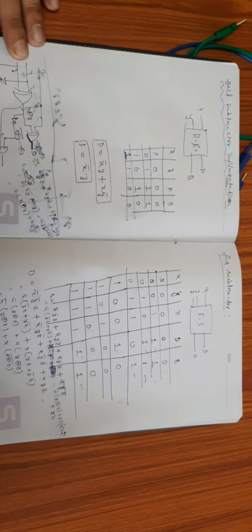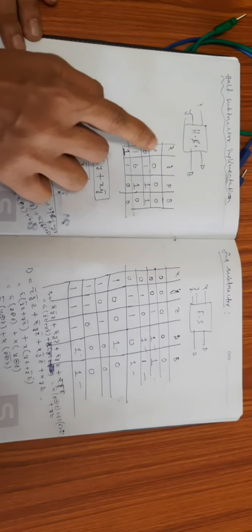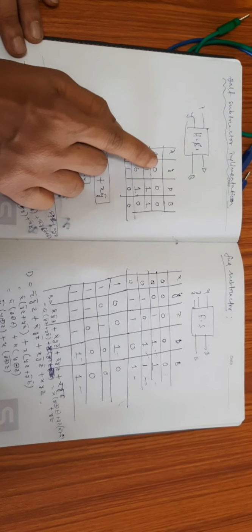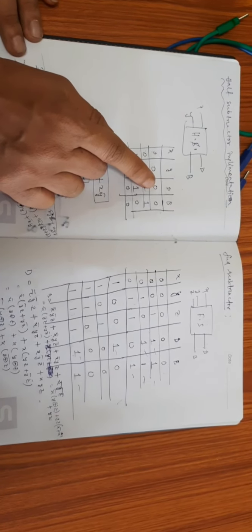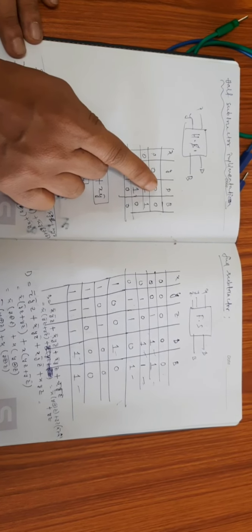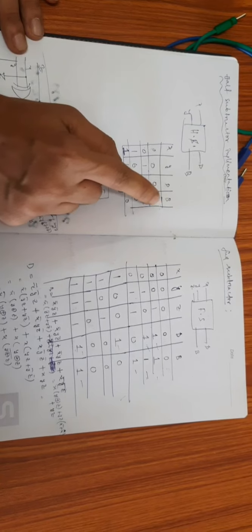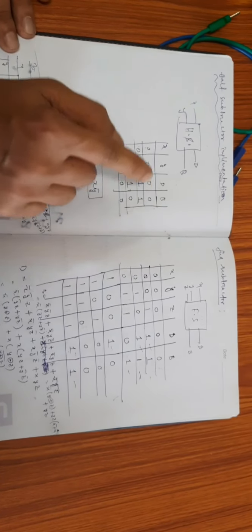In a half subtractor circuit, 0 minus 0 is 0. If I ask you what is the difference between 0 and 0, you will say there is no difference, both are the same. So that's why the difference bit is 0, and you are not taking any borrow, that's why the borrow bit is also 0.